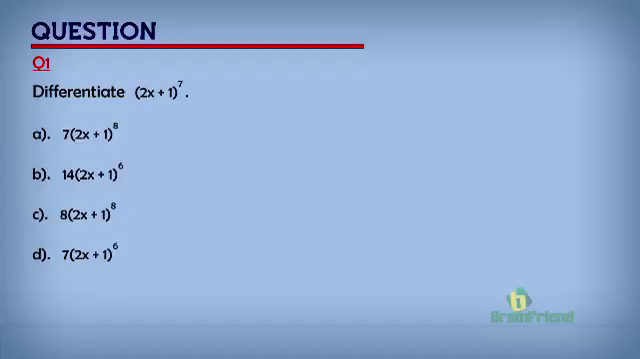Let's solve this quickly. So once again, following our chain rule, we've said let u represent the inner function. Our inner function here is what? 2x plus 1. And let y represent our external function. So we'll have u raised to the power 7.